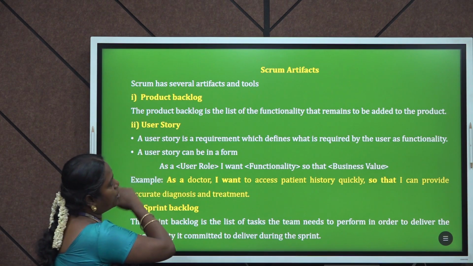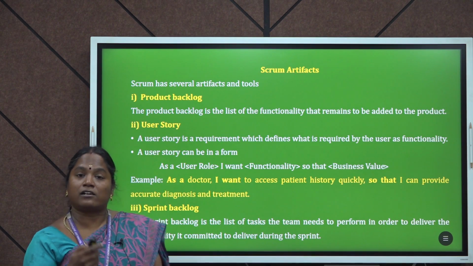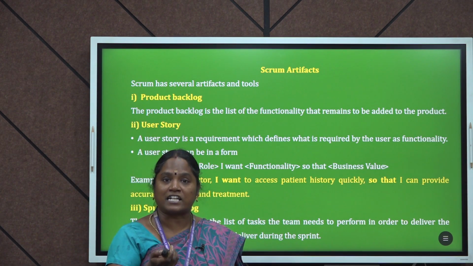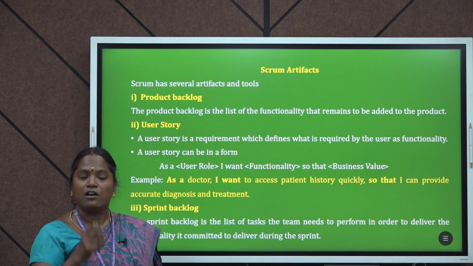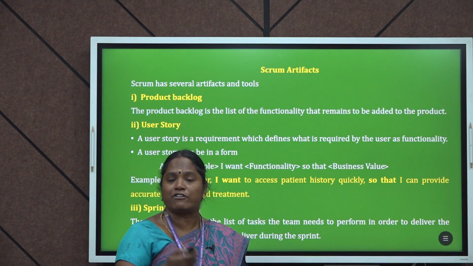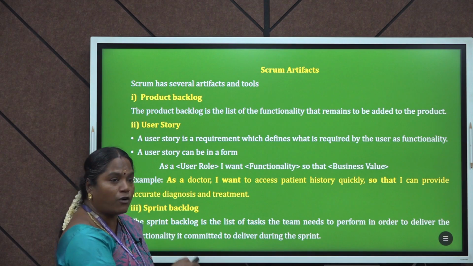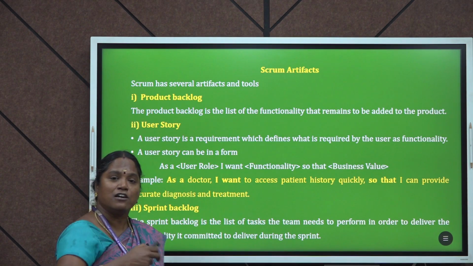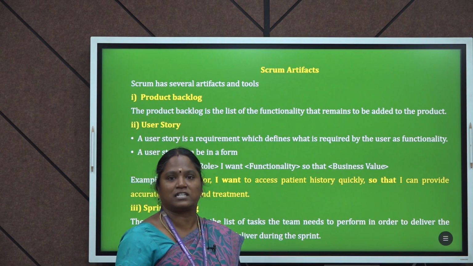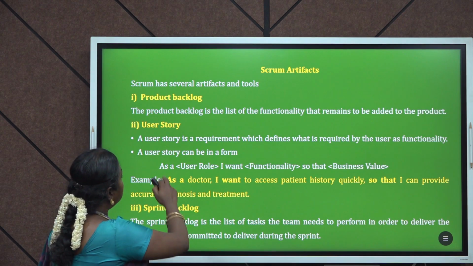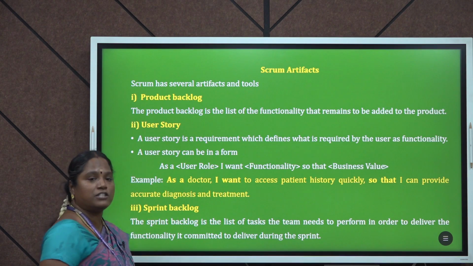The first one is the product backlog. The product backlog contains the list of features that need to be added in a project. Once the features are received from the customer, the product owner prioritizes the features, so the team can work on the most important feature first. The second artifact is the user story.